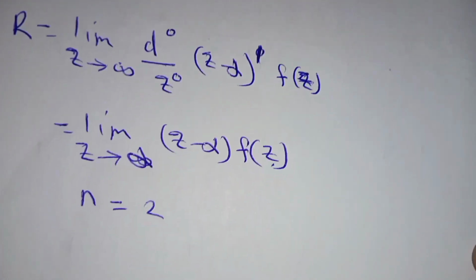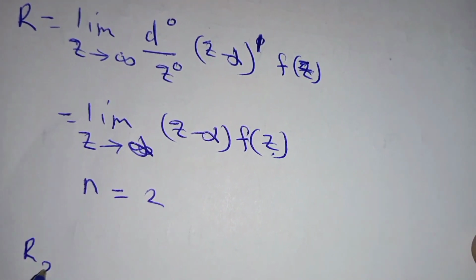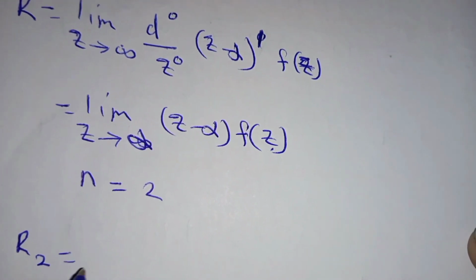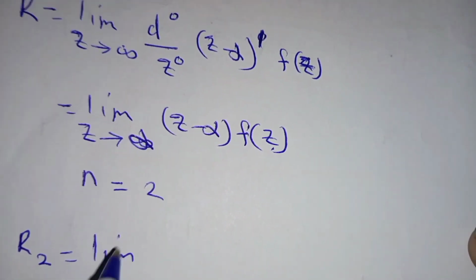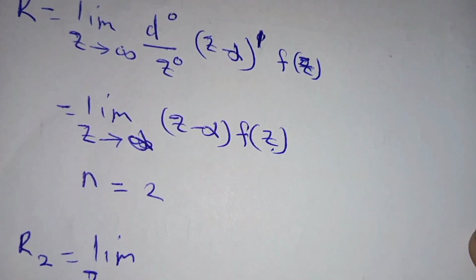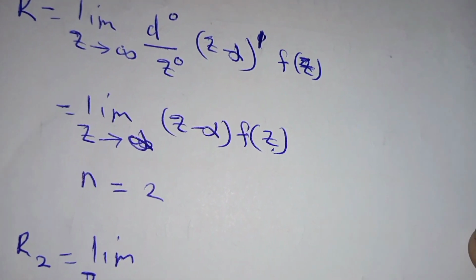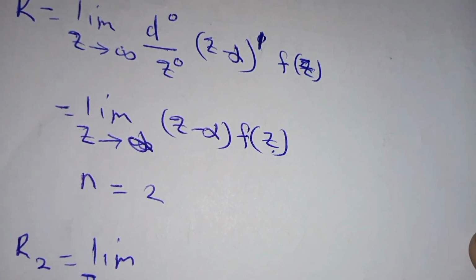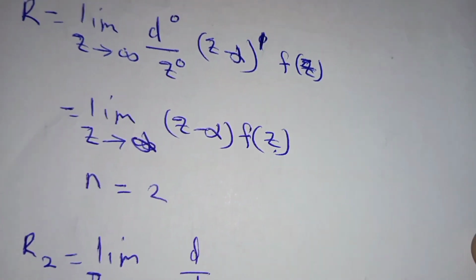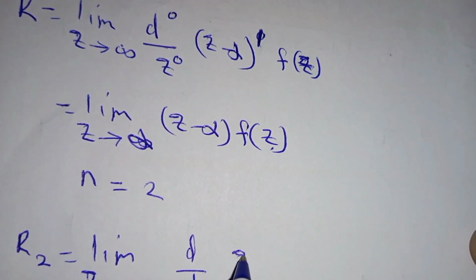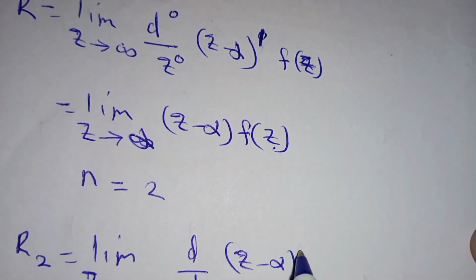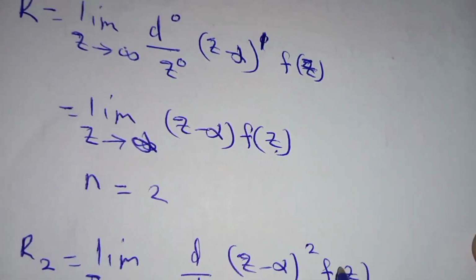What about if n is equal to 2? If n is equal to 2, then the residue will be given by the limit as z tends to alpha of d by dz of z minus alpha power 2 times f of z.